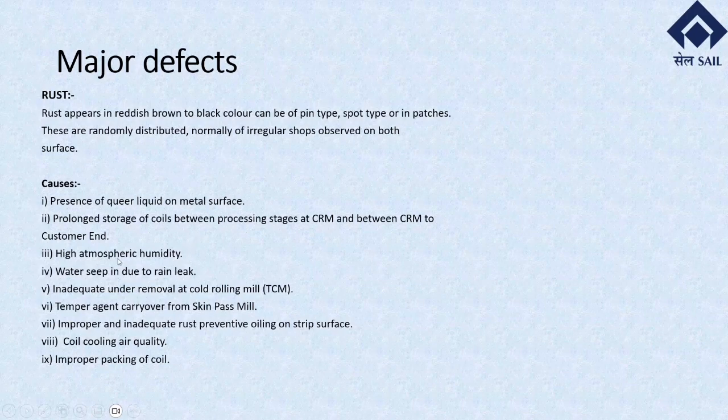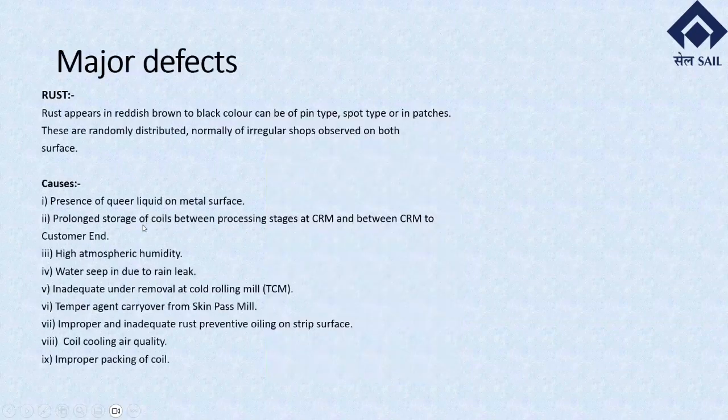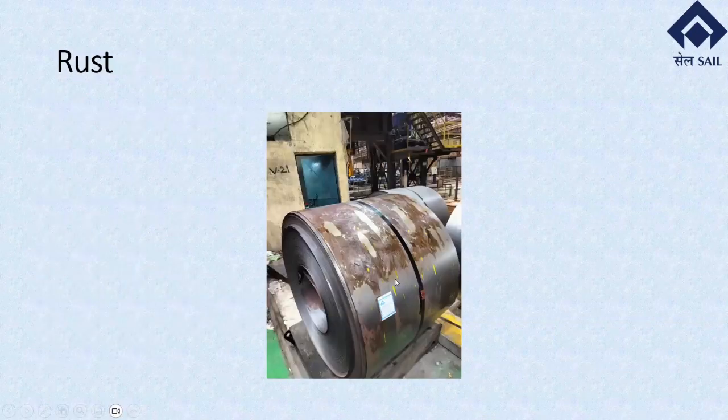Then we have high atmospheric humidity, and we have roof leakages at different places in CRM3, which is being taken care of by our CED department. We are hoping to improve on different causes of rusting. This is a coil which got rust due to prolonged holding time and also due to the roof leakages.